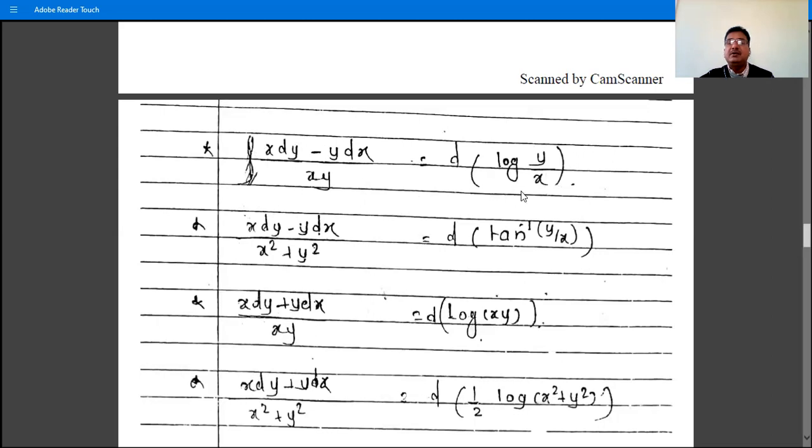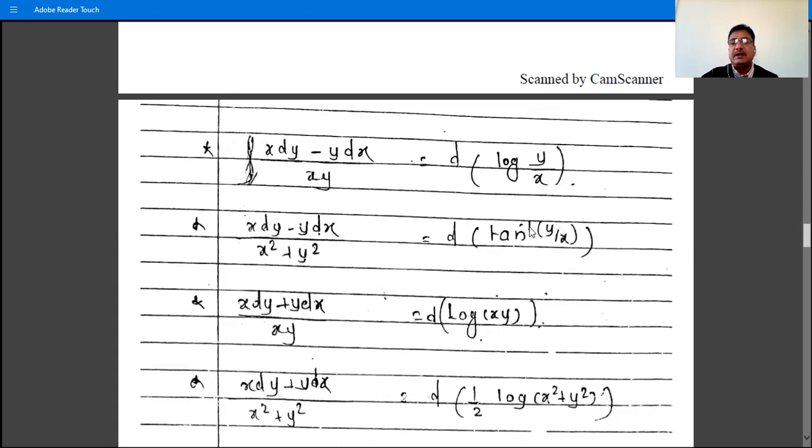So if you find the derivative of log y by x, then it is x dy minus y dx divided by x into y. So if there is a factor of this type, then its integration is log y by x. Then x dy minus y dx divided by x square plus y square: if there is a factor of this type, then it is the derivative of tan inverse y by x.